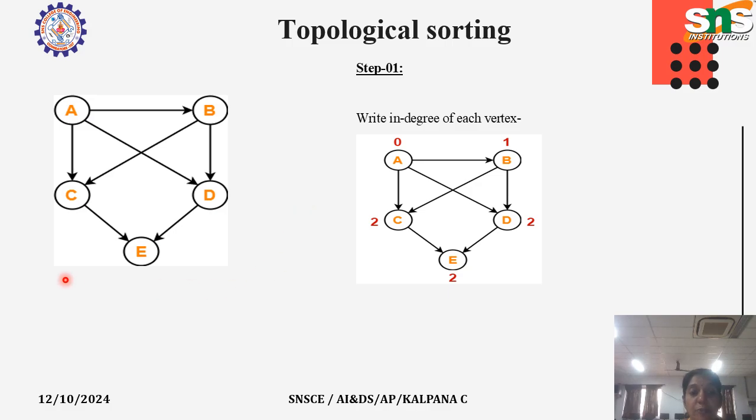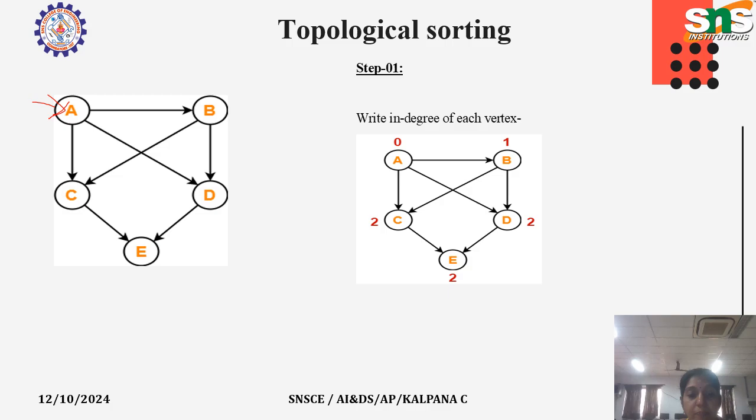So this is the graph given. We are going to perform topological sorting for this graph. Here A, B, C, D and E are the vertices. As a first step, we have to identify the in degree of each node, that is, of each vertex of this graph. In degree means the number of incoming edges. Just see, how many incoming edges does A have? Nothing.